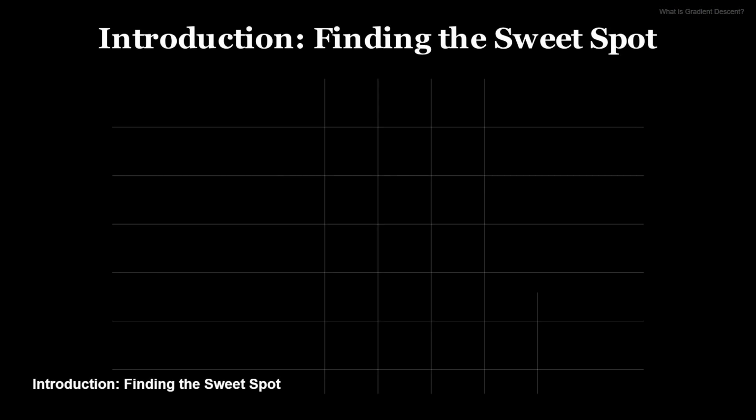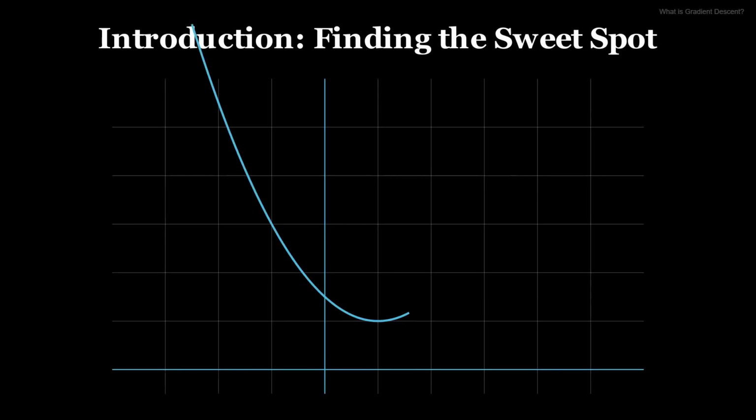Imagine you're trying to find the lowest point in a valley, or perhaps the optimal setting for a machine. In many real-world problems, we want to find the input that minimizes some output, like finding the best parameters for a model to minimize its errors. This is fundamentally an optimization problem, and gradient descent is a powerful technique to solve it.